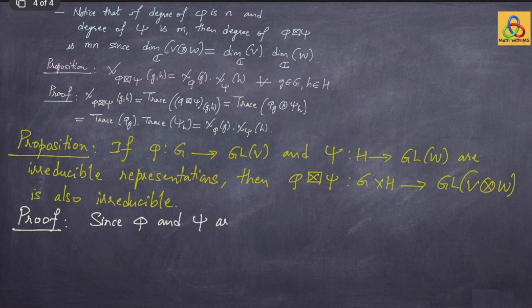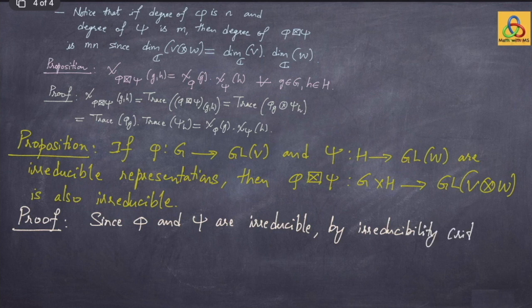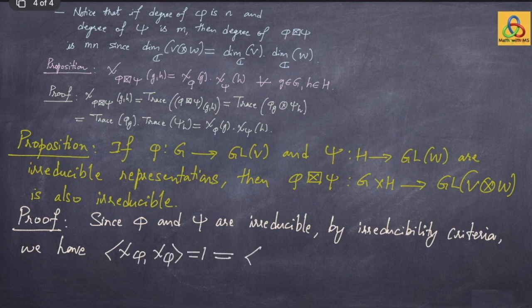Since phi and psi are given to be irreducible, by the irreducibility criteria, that the inner product of its character with itself is 1, we have that the inner product of chi phi with itself is 1, which is also the same as the inner product of chi psi with itself.